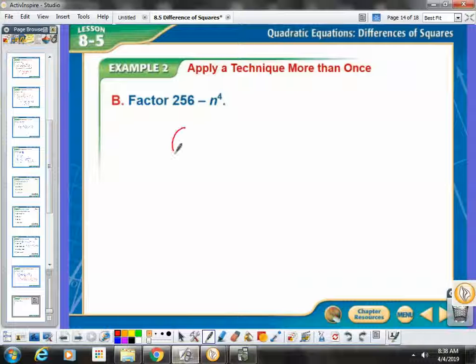Let's set up our factor form. We know one of the parentheses is going to be a plus and the other is going to be a minus. What's the square root of 256? 16. So we're going to lead off with 16. What's the square root of n to the 4th power? N squared.